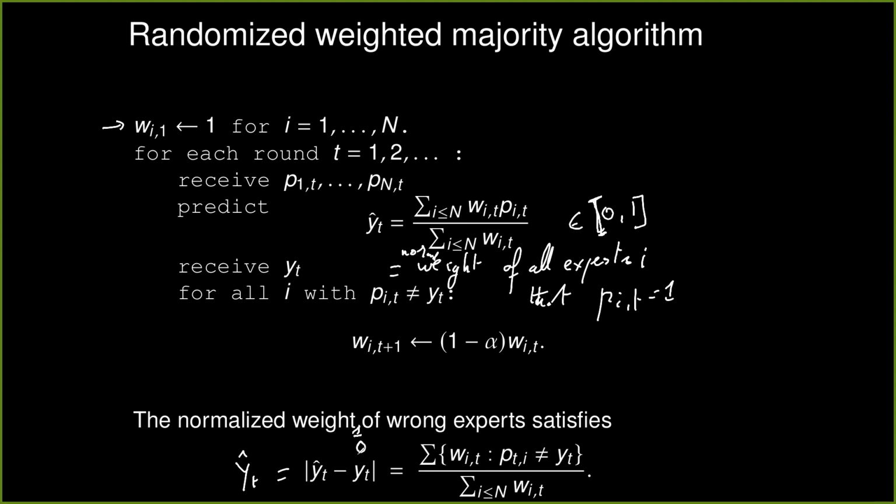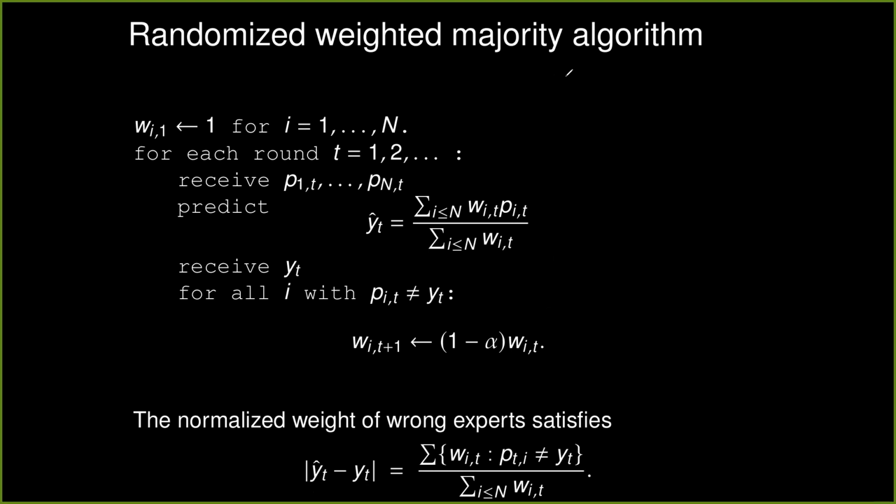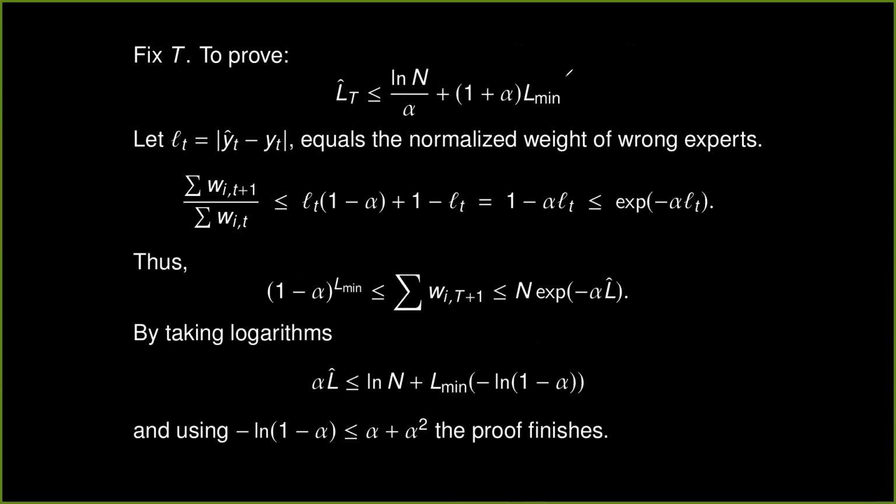Now we need to remember this relation. This equality we don't need to remember, that's a part of the proof. But the normalized weight of all predictors that are wrong is equal to our loss. So let us clear all drawings.